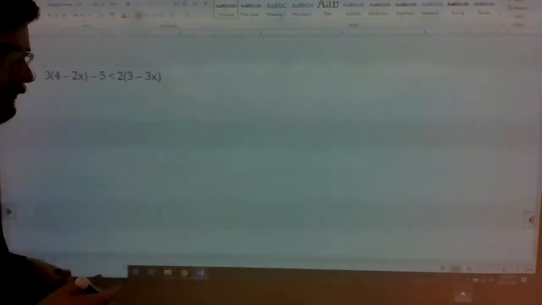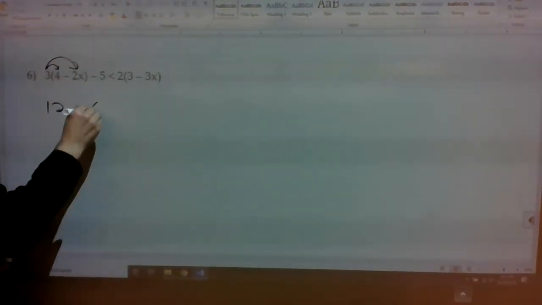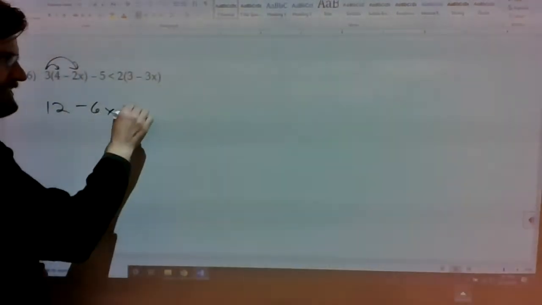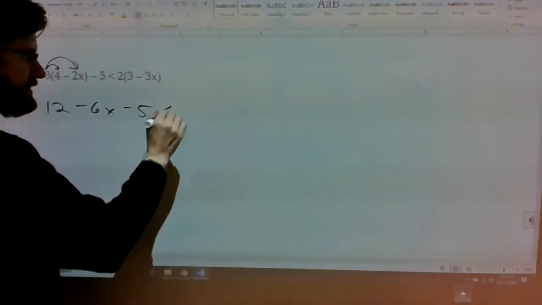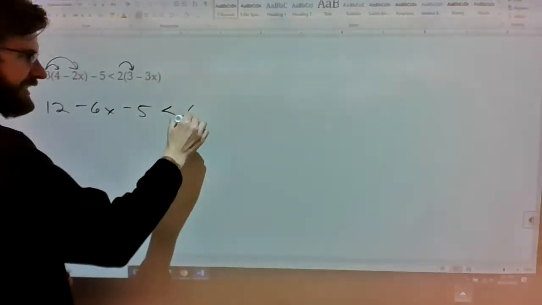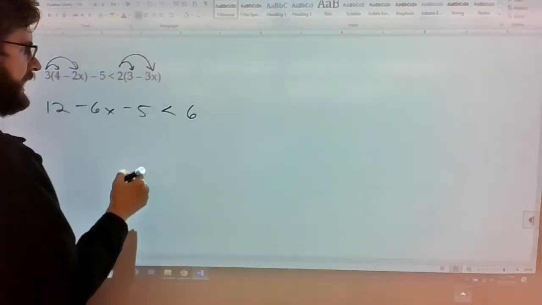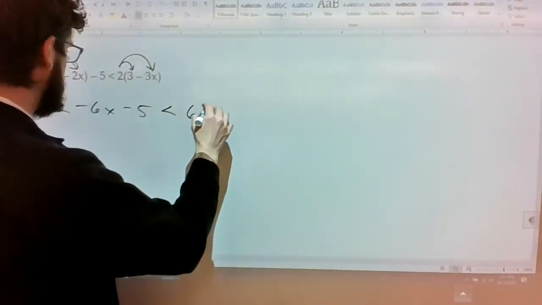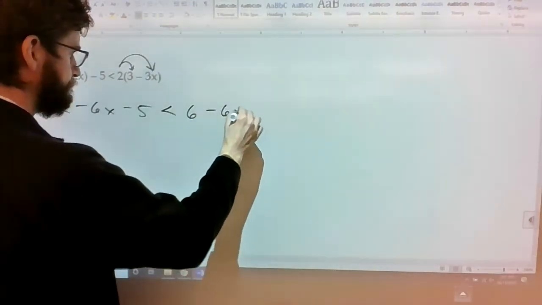All right, let's see if you're correct. You take 3 times 4 to get 12, 3 times negative 2x to get minus 6x. The minus 5, still there. Less than symbol, still there. 2 times 3 is 6. 2 times negative 3x is negative 6x.